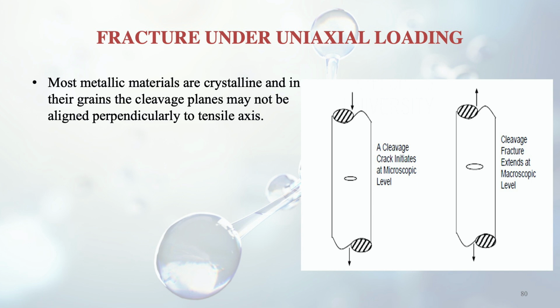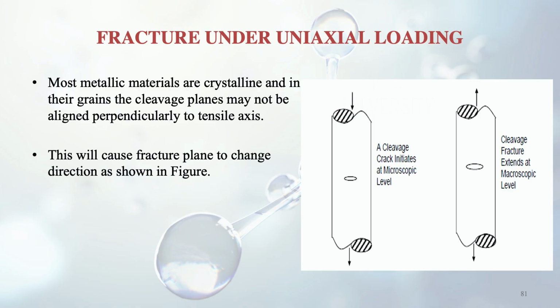Most metallic materials are crystalline, as we know, and in their grains the cleavage planes may not be aligned perpendicular to the tensile axis. So it may not always be like this. There may be a certain angle, and this will cause the fracture plane to change direction, as you can see in the figure here.